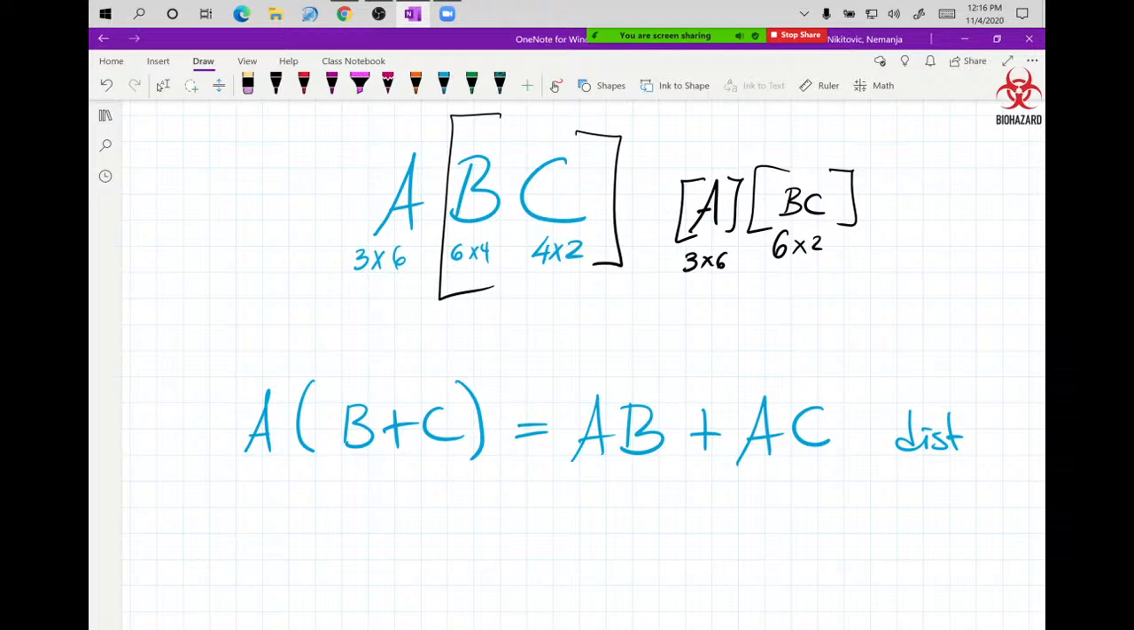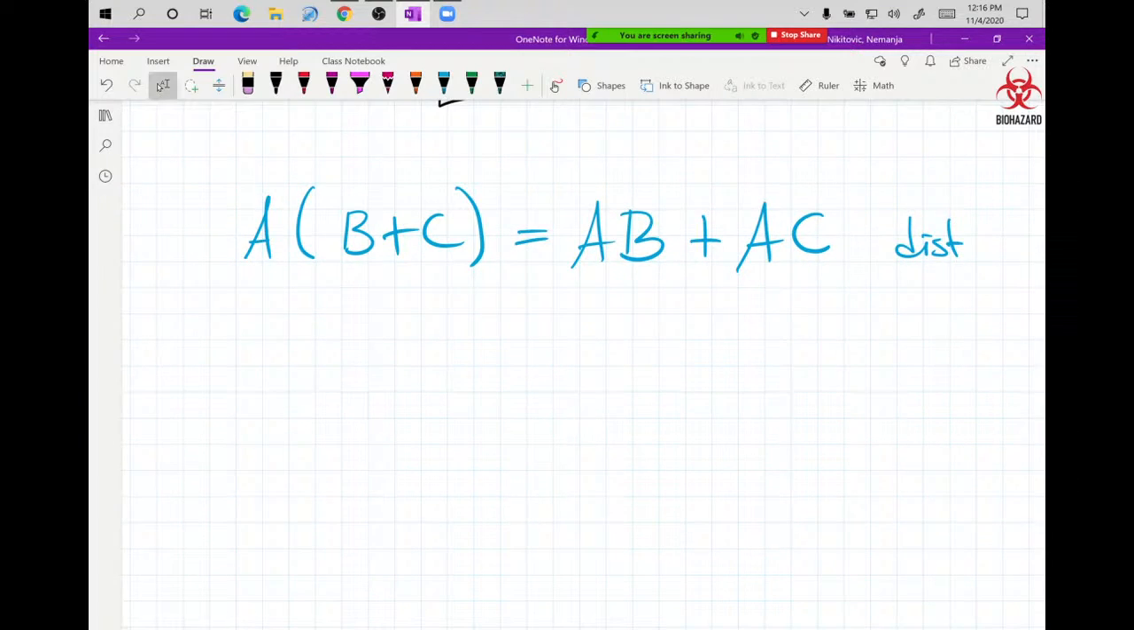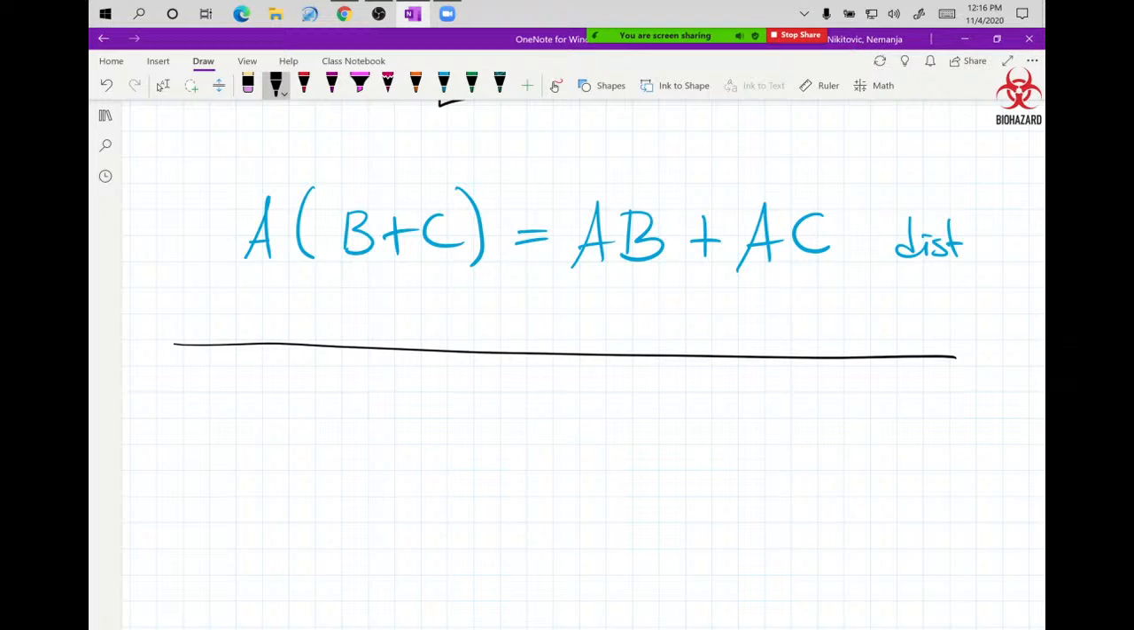The book definitely stresses the idea of matrix commutativity, right? The commutative rule does not work. The next idea is to define something that is called the identity matrix.